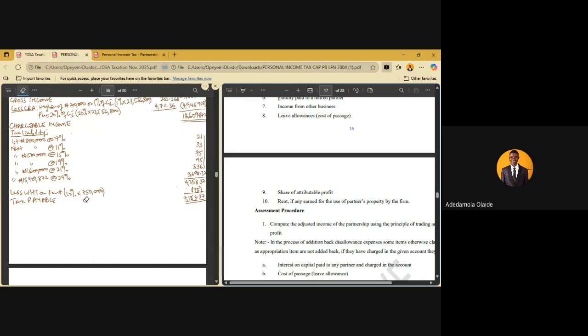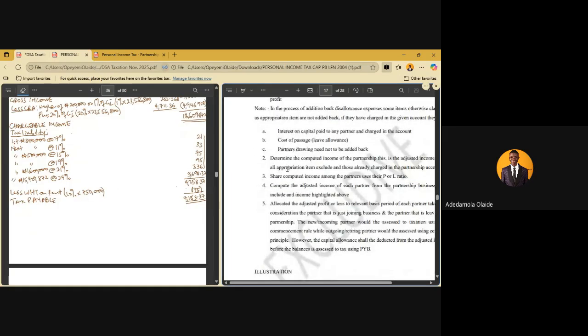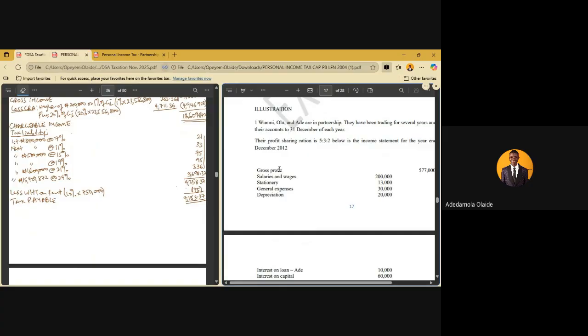The only difference in here is that we have to first adjust the partnership profit to ensure it captures all of the expenses with the partners and we correct the disallowable expenses and allowable expense and non-taxable income. Is it clear? Yes, sir. So without wasting our time, we'll just look at few questions and we'll call it a time.